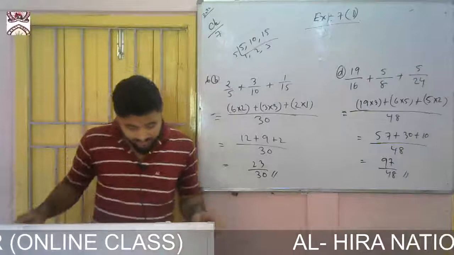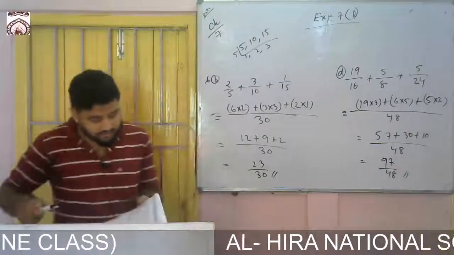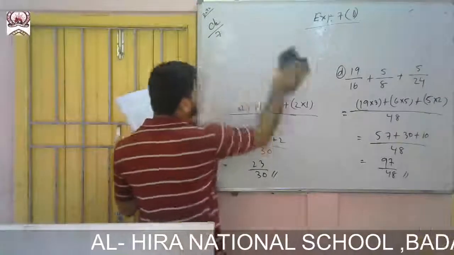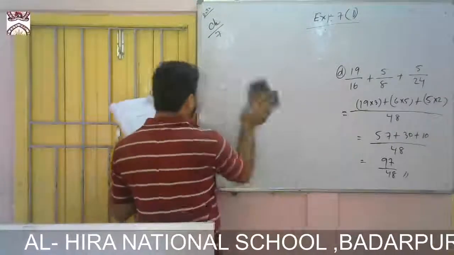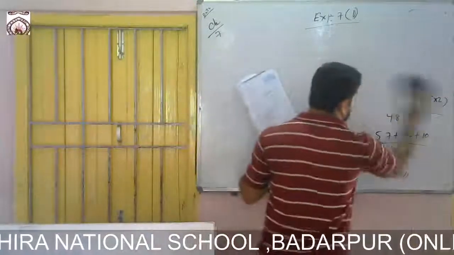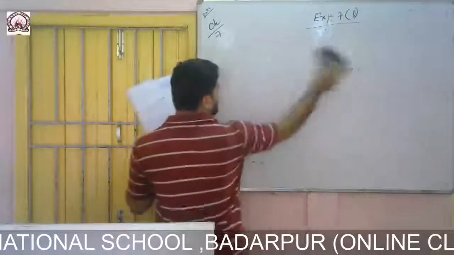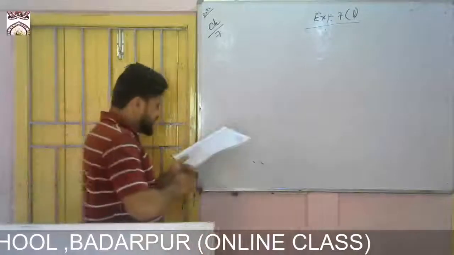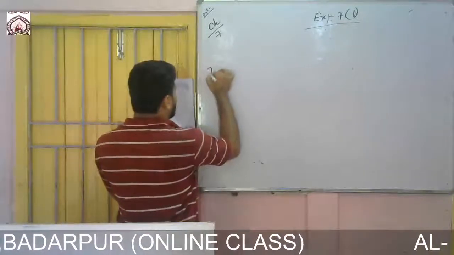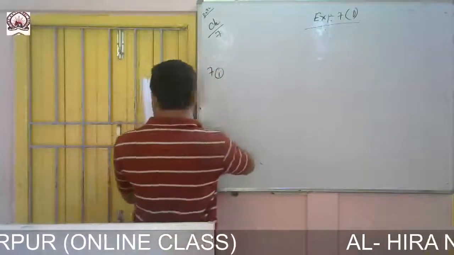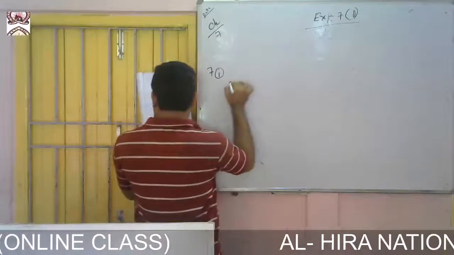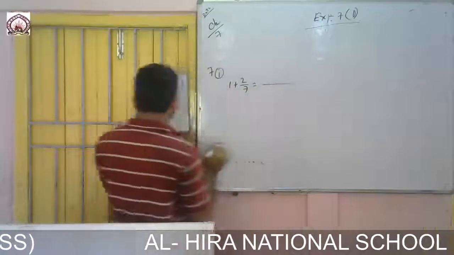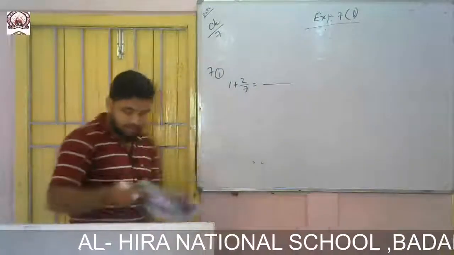Now come to question number 7. Fill in the blanks. So question number 7, you check what is there. 1 plus 2 by 7 goes to what? You need to find.